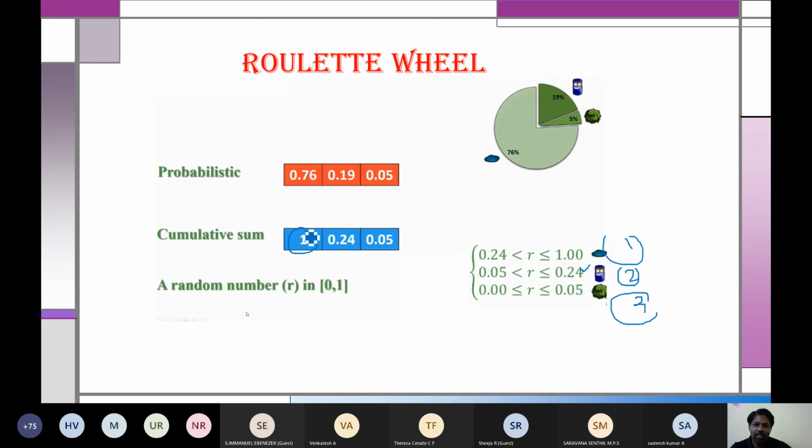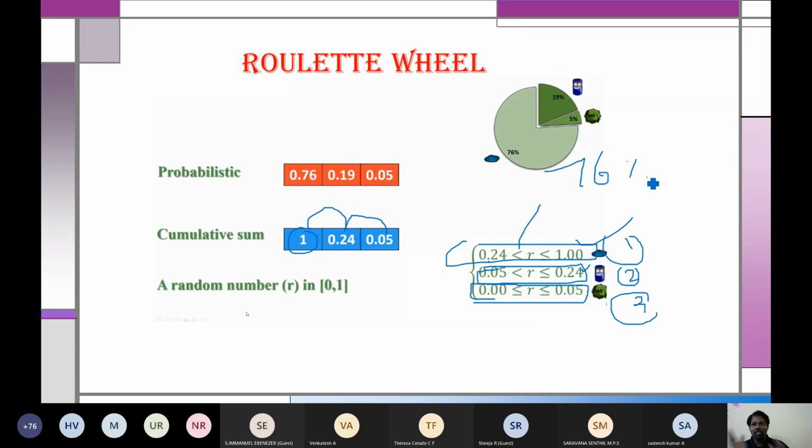So generate a random number between 0 and 1. If the random number is between 0.24 and 1, take the first path. If the number generated is between 0.05 and 0.24, take the second path. If the number generated is between 0 and 0.05, take the third path. Depending upon the number generated, the path will be selected. You can see that it is from 0.24 to 1, so surely there is a 76% chance, because if I am generating a random number from 0 to 1, there is a 76% chance to get this one. And there is 19, that means 24 minus 5, 19.